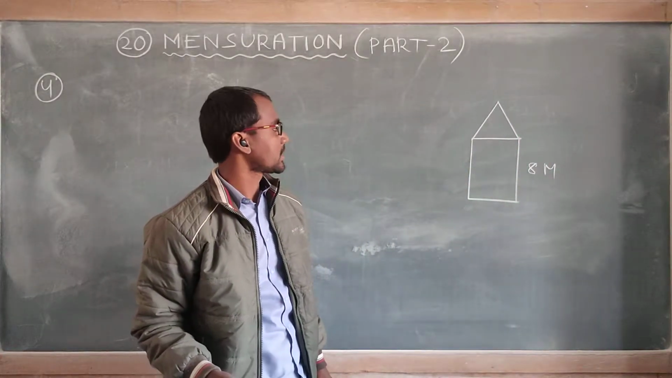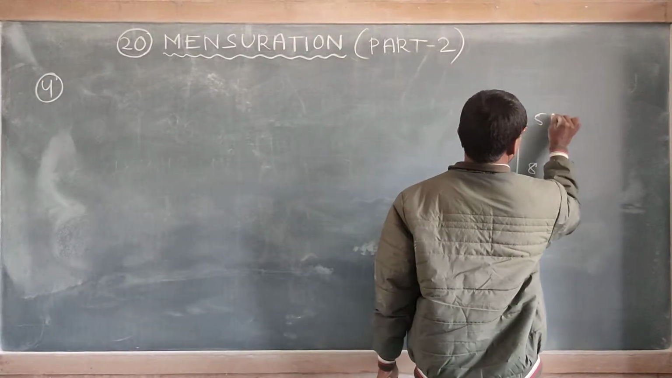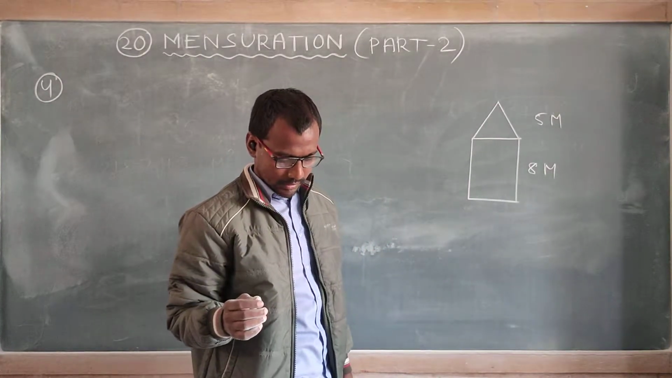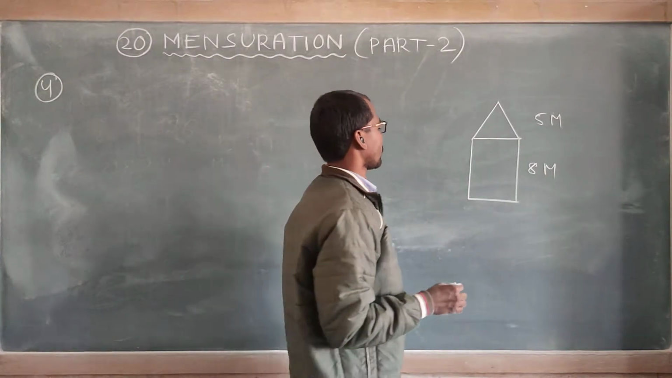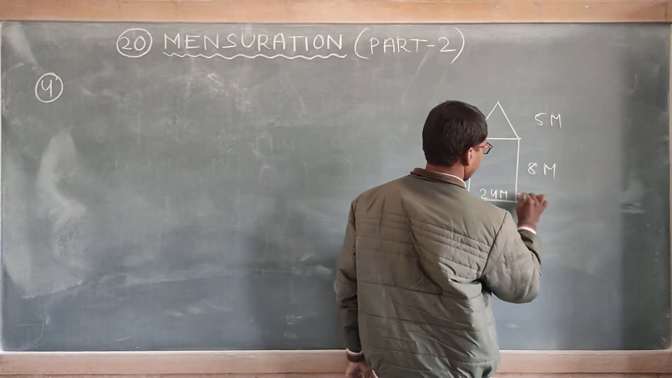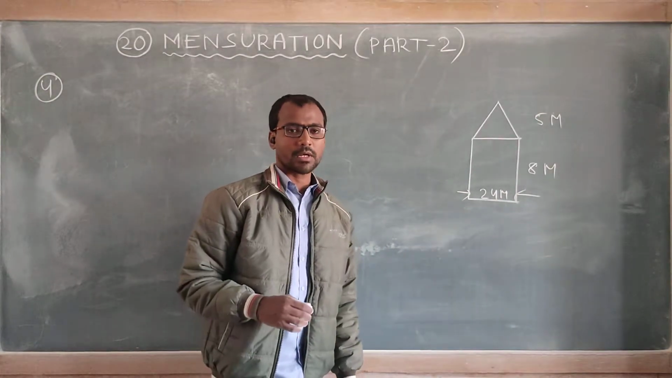Total height of the tank is 30 meter. This is 30. This is 8. So this must be 5 meter. Then diameter of this base is 24 meter. We have to find the total surface area of the tank.